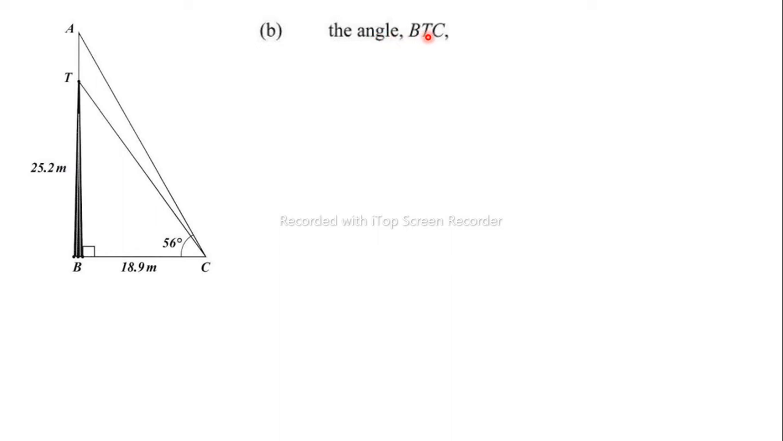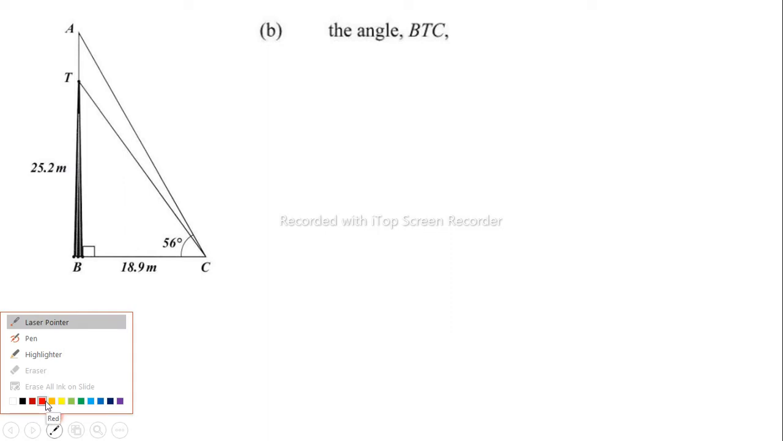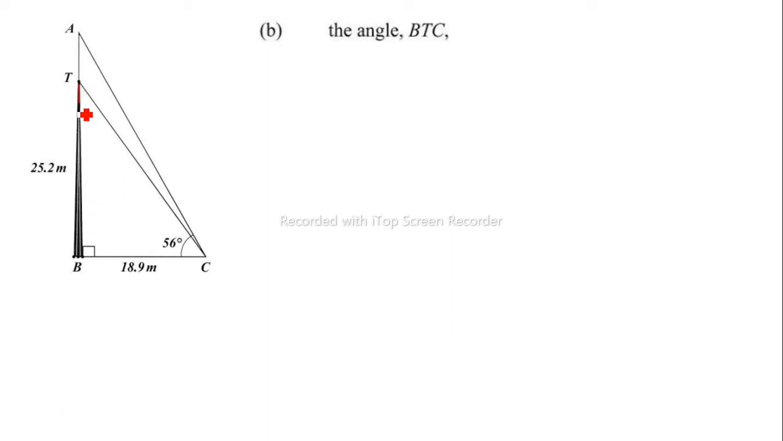So the angle BTC. When we say BTC, we are referring to the smaller triangle. So it's going to be this one. Can you all see my screen? So B, T, and C. This triangle. Okay. Triangle BTC. So this is the triangle that they want us to turn our attention to. They give us three letters, so we can know which triangle we are looking at.